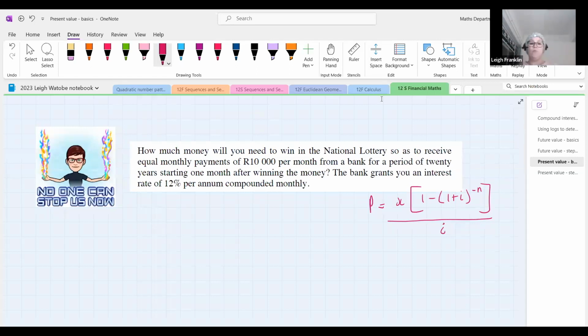Remember, if you win money in the lottery and you take 10,000 Rand out every single month, your winnings are going to decrease over time. Eventually, you're not going to have anything left if you keep withdrawing money all the time. So that's why we use the present value formula. How much money would you need to win for that to happen? Okay, thank you for your answer, Chloe. Others can DM me as well.